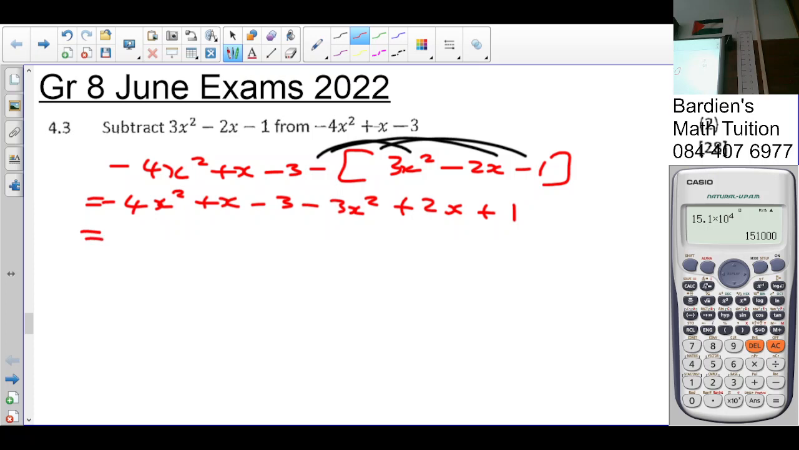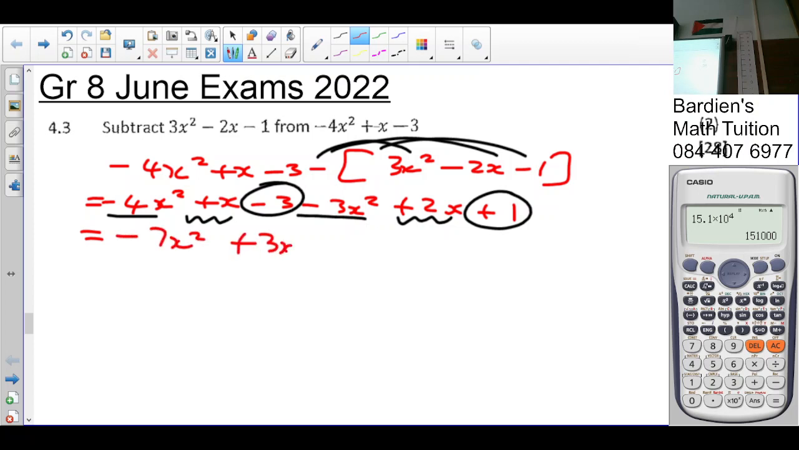So what do I do now? Like terms. So what's negative 4x squared minus 3x squared? Negative 7x squared. x plus 2x is 3x. Minus 3 plus 1, minus 2.